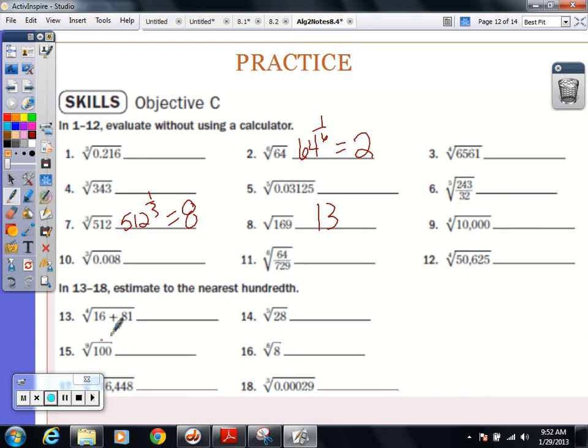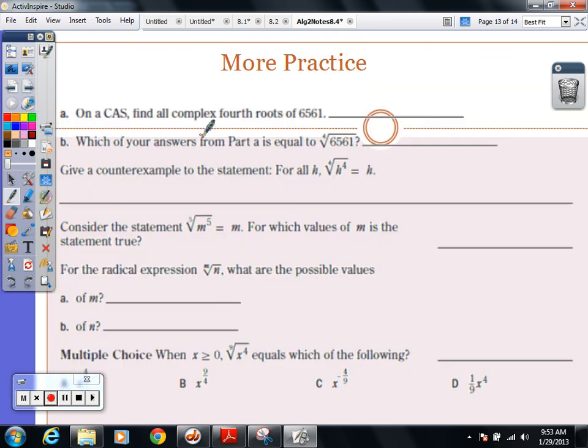Be careful here. This is the 4th root of 16 plus 81, which is (16 plus 81) to the 1/4. You have to add that first, guys. You can't just take the 4th root of 16 and the 4th root of 81. That is illegal. So 16 plus 81 is 97 to the 1/4. Basically, they want you to estimate to the nearest hundredth. They want you to go ahead and type these into your calculator.